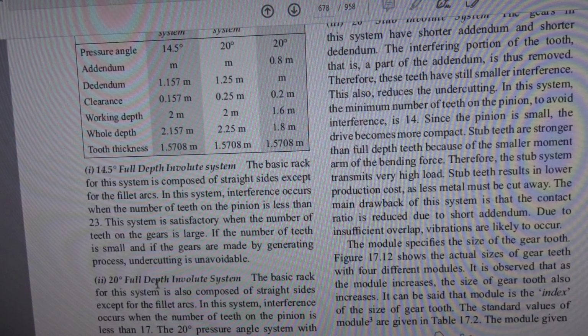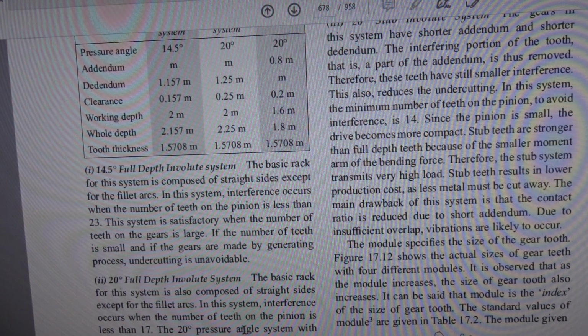For the 20 degree full depth involute system, the basic rack is composed of straight sides except for the fillet arc. In this system, interference occurs when the number of teeth of the pinion is less than 17. When we increase the pressure angle, the number of teeth for interference decreases. Here interference occurs below 23, and here interference occurs when the teeth are less than 17.